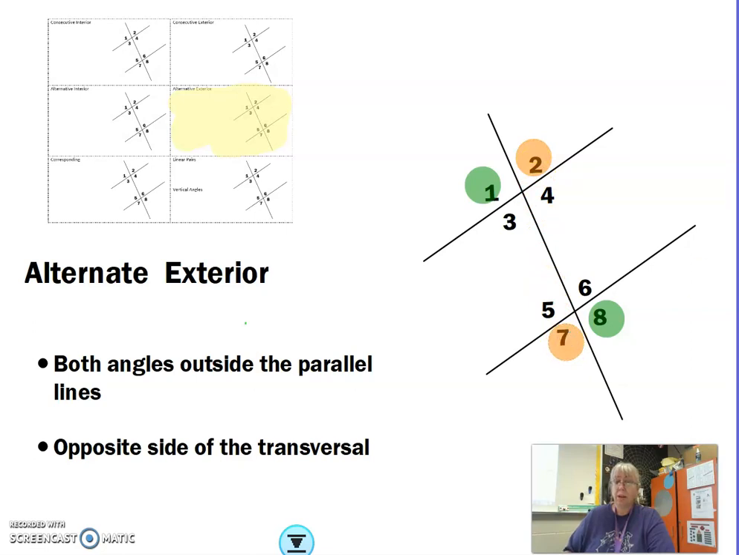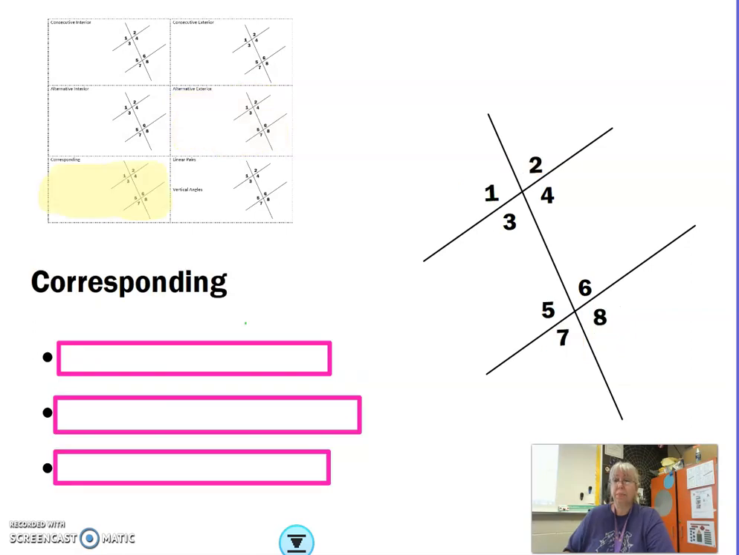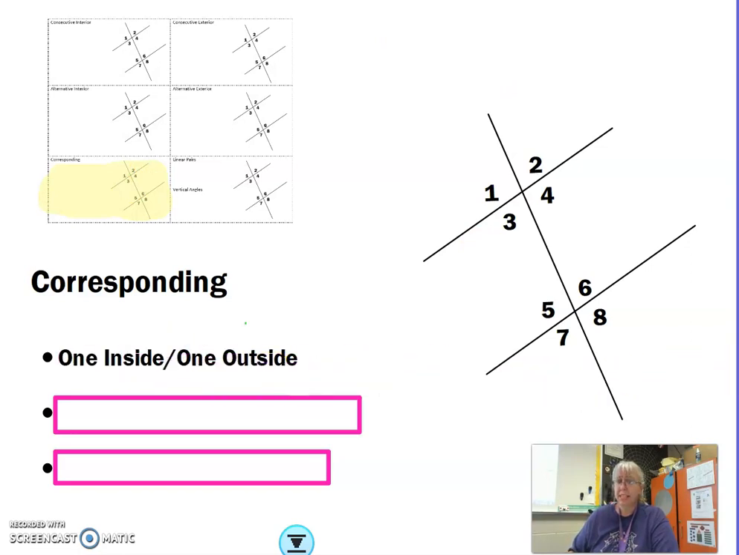The next thing we need to look at is the corresponding. So those first four were always the same. They were both inside, both outside. This one's a little different. This last couple we're looking at will have one inside and one outside. So you've got one of each happening. So our corresponding are when you have one that is inside and one that is outside.